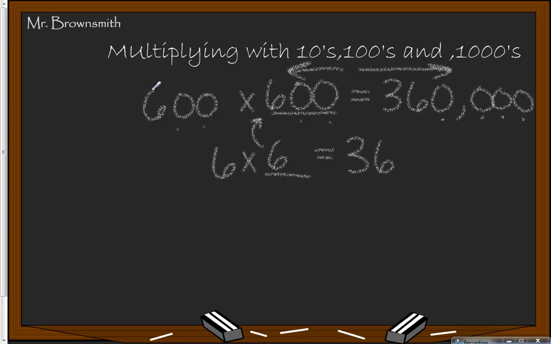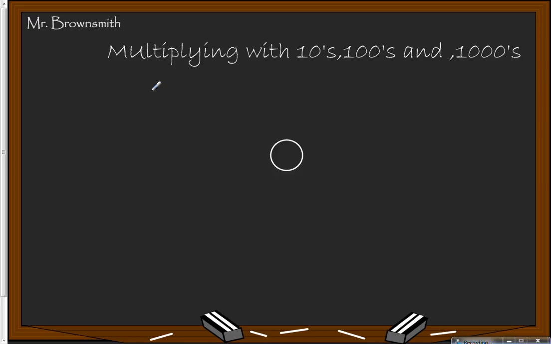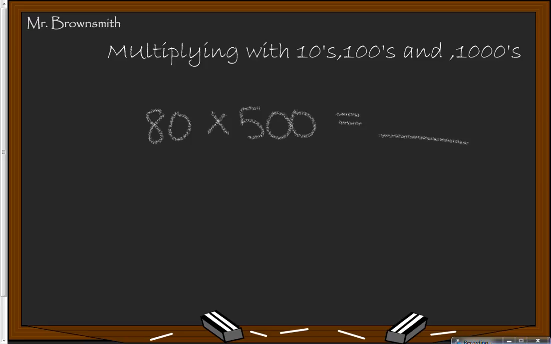Now, let's talk about those tricky 5s, because 5s can play a little bit of a problem when we do these. So if we're looking at something like this, 80 times, let's say, 500. And once again, we want to rewrite this without the zeros. So we're going to take the 8 times the 5, and it becomes more manageable. We know that 8 times 5 is 40.